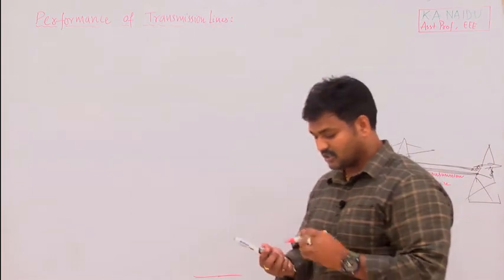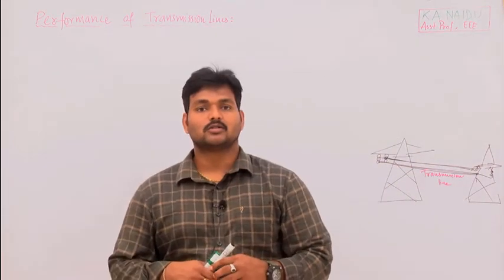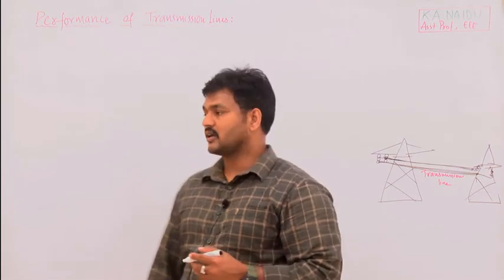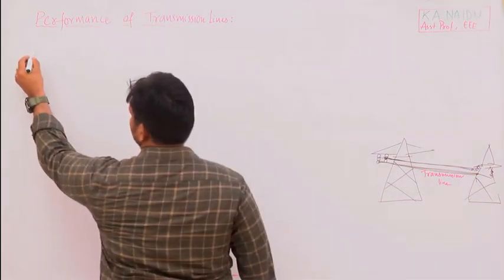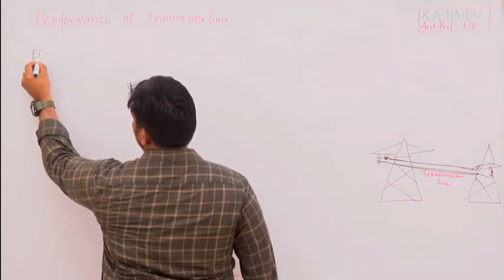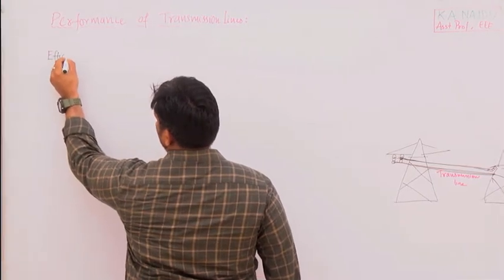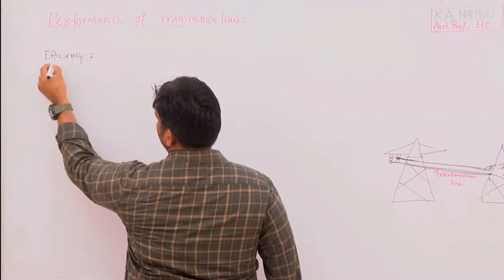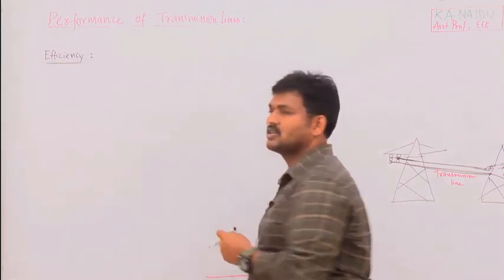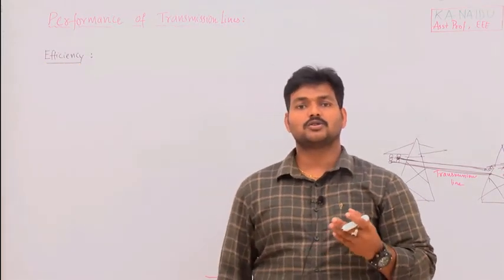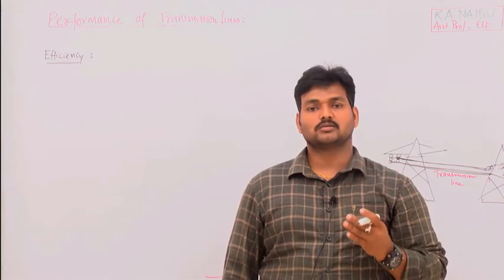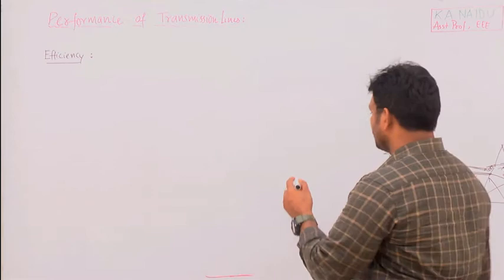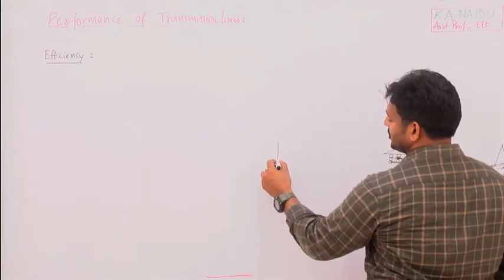So we need to evaluate the performance of this line. For that, we need to study some basics which are called as efficiency and voltage regulation. Efficiency is defined as the ratio of output power by input power. Or you can also take it as input power is output power plus losses.